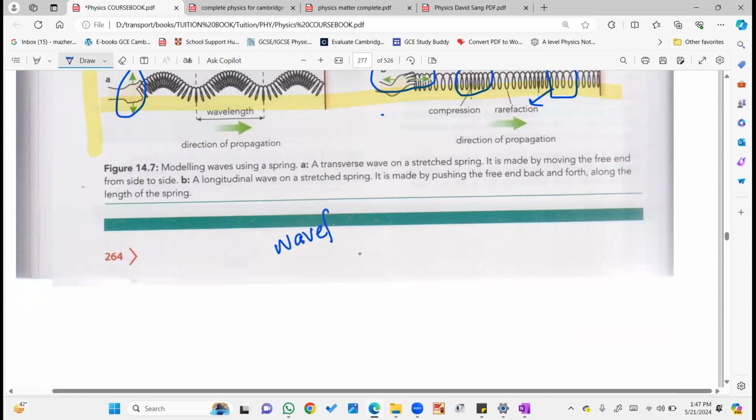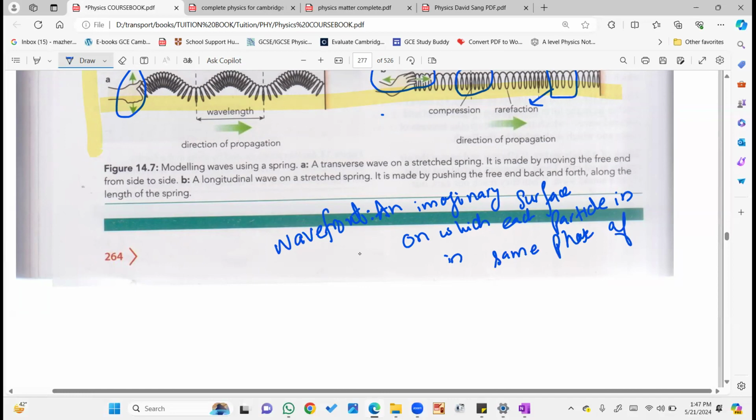डेफिनेशन लिख लिया Wave. जी? लिख लिया हमने, वो साउंड वाले क्रम में किया हुआ है. मैं सिर्फ चूंकि दोबारा यहाँ पे आ रहा है तो मैं बस दोबारा बता रहा हूँ. An imaginary surface on which each particle is in same phase of vibration.